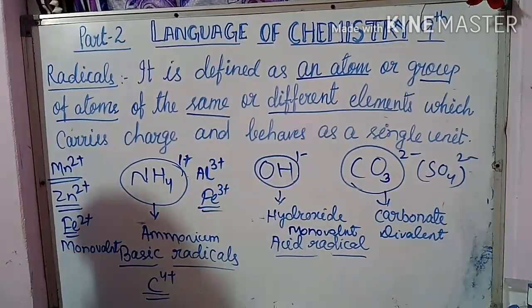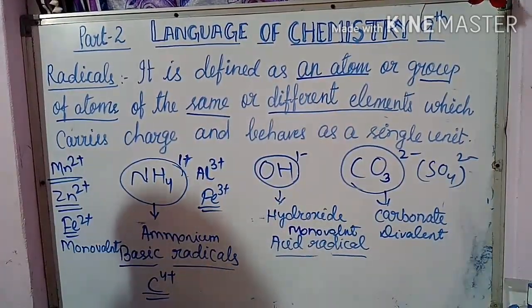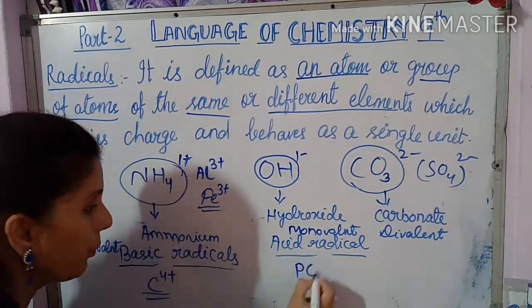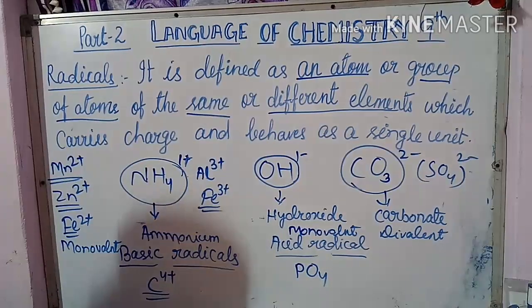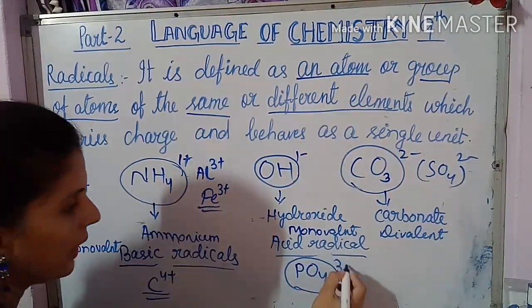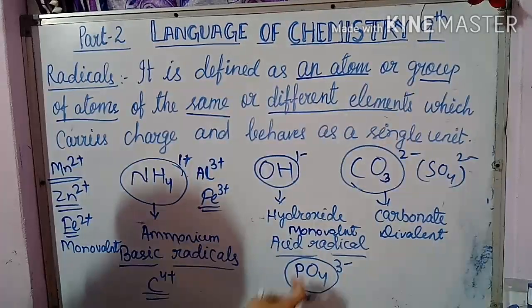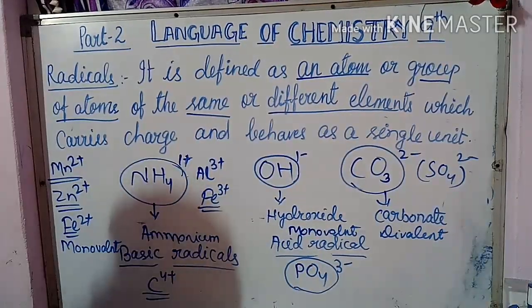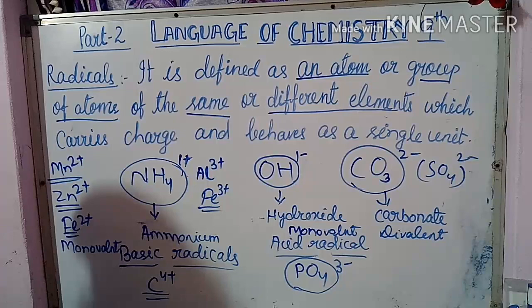Like this, we can take another one, the phosphate. Phosphate is PO4, phosphorus and oxygen. They make the group and it behaves as a single unit and carries the charge 3 minus. That time it is known as a trivalent acid radical. Like this, another one is your carbide.